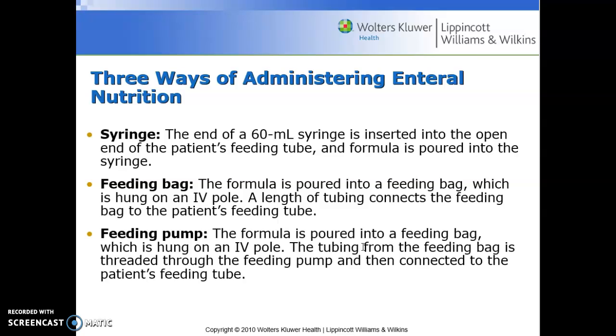So the higher that we hold it, the faster that feeding is going to go in. The lower that it is, the slower that it's going to go in. With the feeding bag without the pump, there's a tube and a clamp, and you can take that roller ball clamp and open it up and adjust the flow manually. And then, of course, with the feeding pump, the pump is actually what controls the rate at which the feeding goes in.